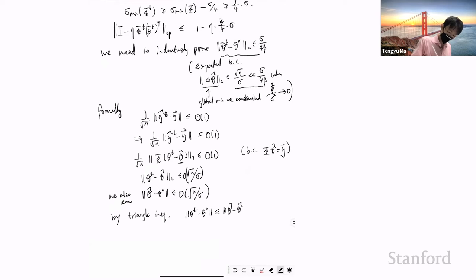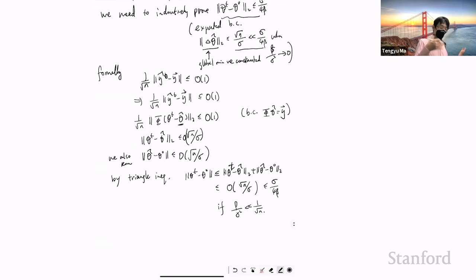we get that the norm of theta t minus theta 0 is less than the norm of theta t minus theta hat plus the norm of theta hat minus theta 0, which is less than O of square root n over sigma. And this is less than sigma over 4 beta if beta over sigma squared is much less than 1 over square root n. So this is how you inductively maintain the distance. How do you inductively show that theta t is not very far away from theta 0?